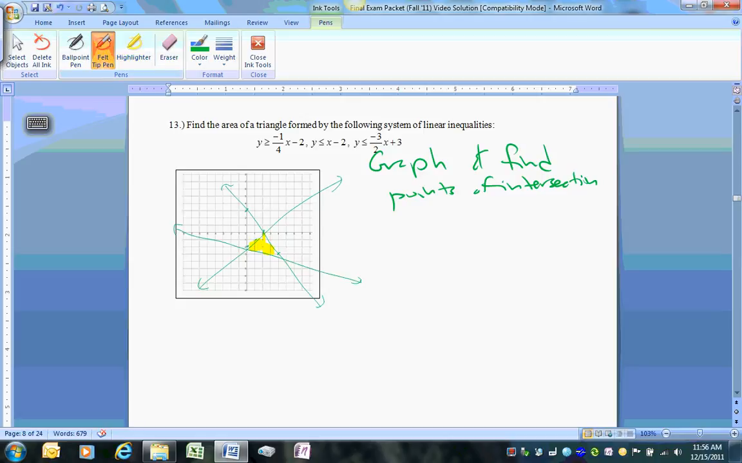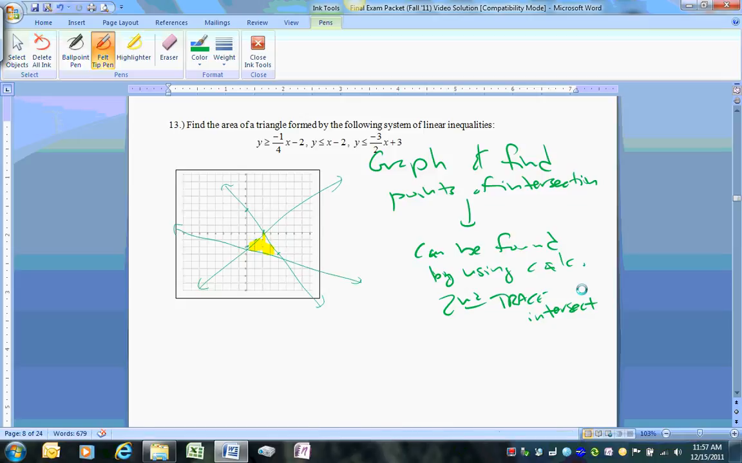The points of intersection can be found by using the calculator. You could just plot each line and then find the points of intersection, which you guys should know how to do. That's using second trace intersect. Yeah, if you're having trouble with that feature, just ask me on the weekend or in the review. But the points of intersection are, I think, pretty obvious here. 2, 0, 4, -3, and 0, -2.